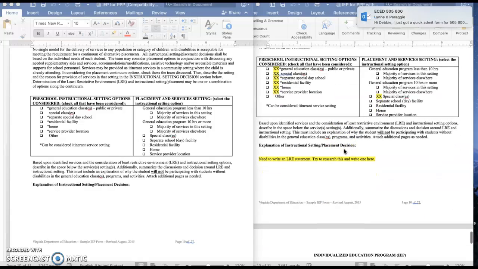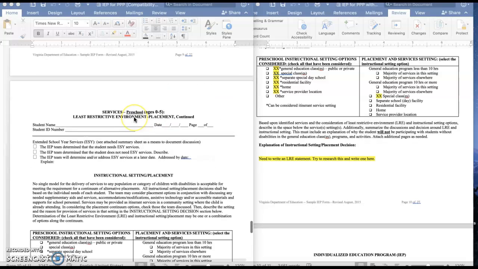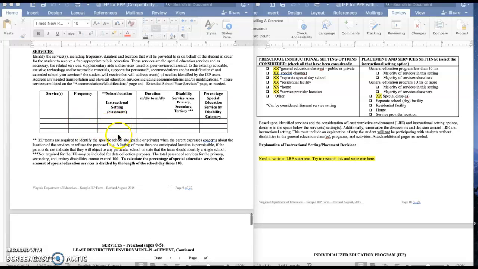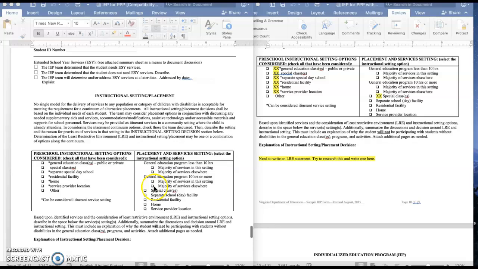This next section, as far as the placement, is filled out differently for different students and different school divisions. Generally speaking, you have to consider all placements and then select your placement. So you can just put X's, or you would select all of these sections over here, and then are you going to put them in a special education classroom? Are you going to put them in a general education classroom? What setting did you just select up here? So this part right here needs to reflect over here, and you can see that.